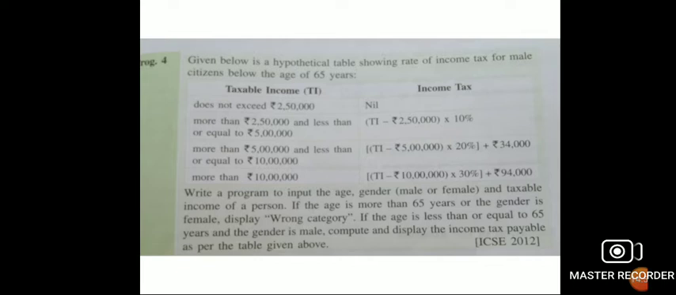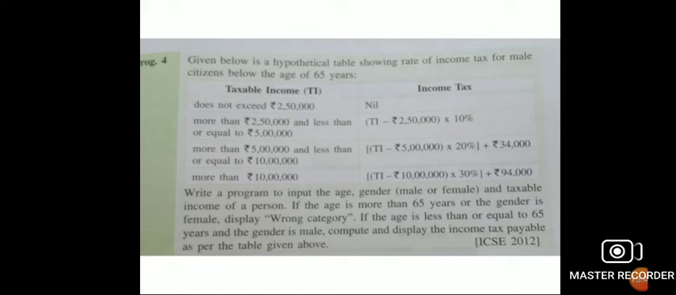Write a program to input the age, gender, male or female, and taxable income of a person. If the age is more than 65 years or the gender is female, display wrong category. If the age is less than or equal to 65 years and the gender is male, compute and display the income tax payable. First of all, we have to check the age is less than 65 and the gender is male. If these two conditions are satisfied, then calculate the tax. Otherwise, display wrong category, no tax calculation.